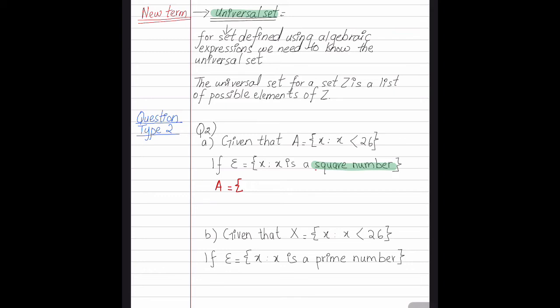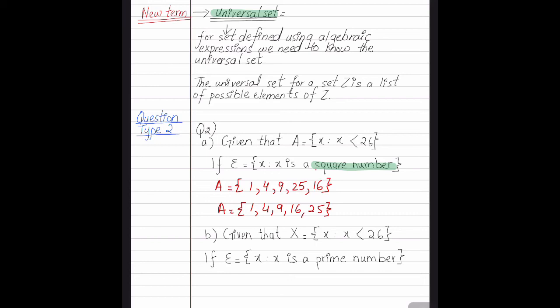Now x is a square number which is less than 26, so 1 square, 2 square is 4, 3 square is 9, and 5 square is 25. Oh, let's not forget 16. Cool. Oh well, let's arrange it in ascending order. I don't like how 16 looks at the end. It looks kind of sad, like we missed it out, so I'm gonna write 16 first. Perfect. It was that easy. Let's do B part now.